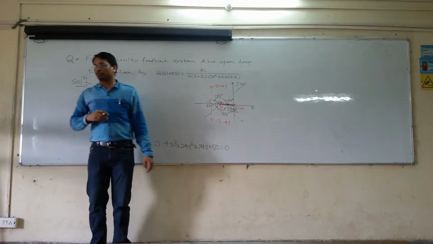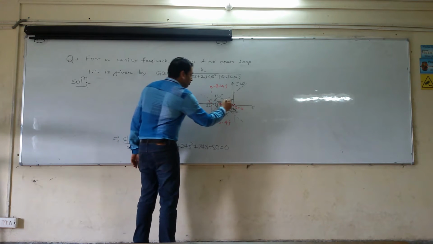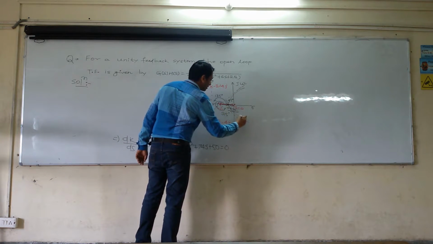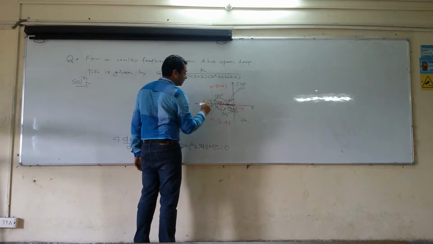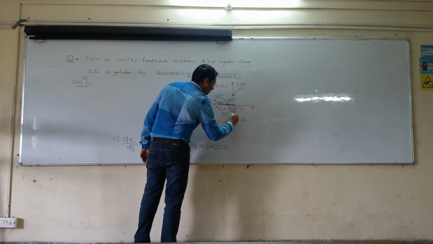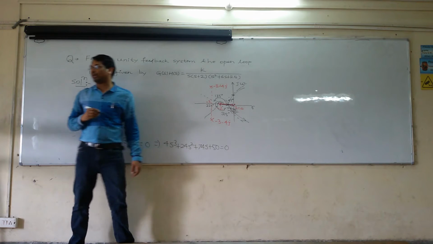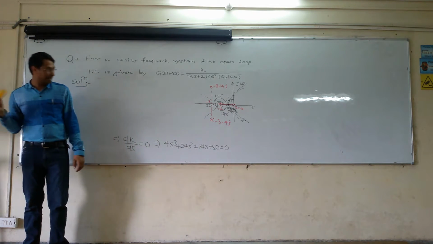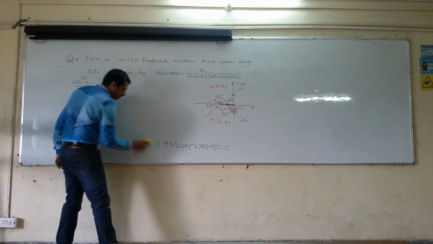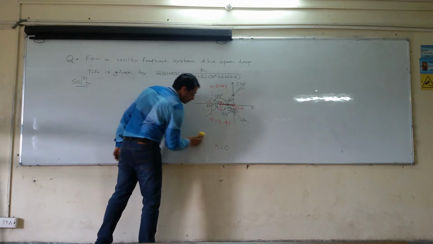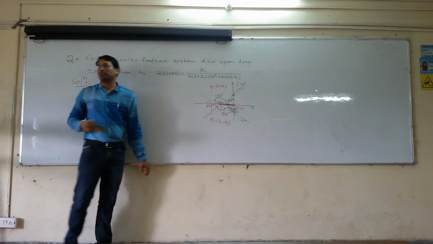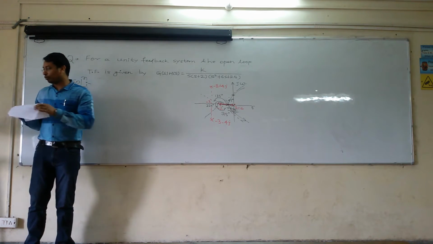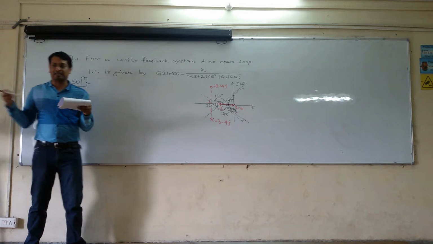How will they approach infinity? This will approach along this line like this, and that will approach along this one. The intersection point is our next job to find. So our next job is to find the intersection of our root locus with the j omega axis.